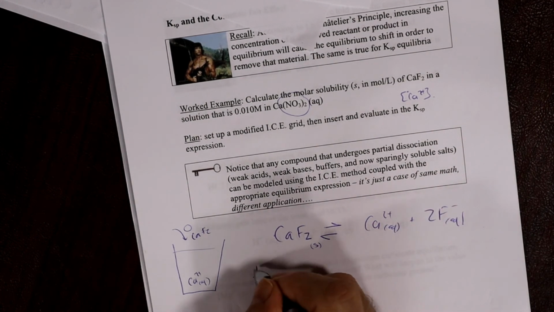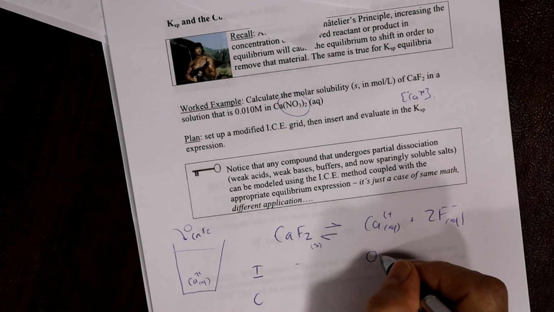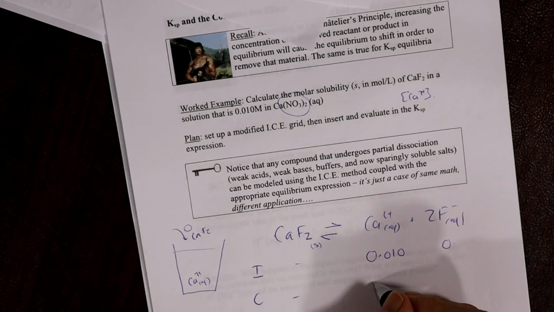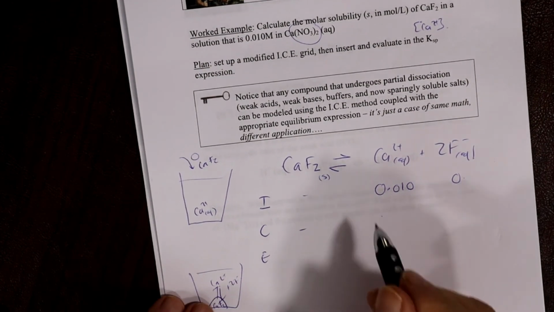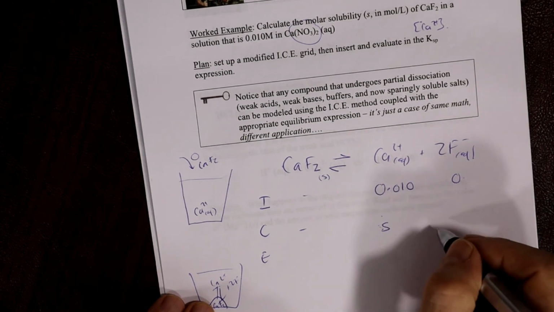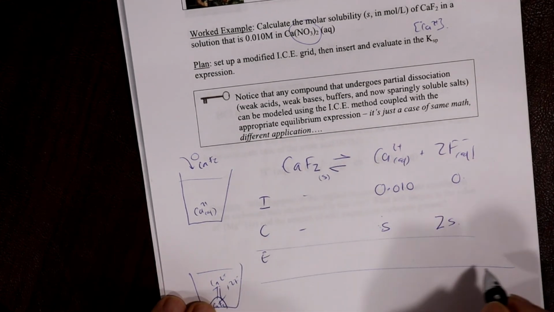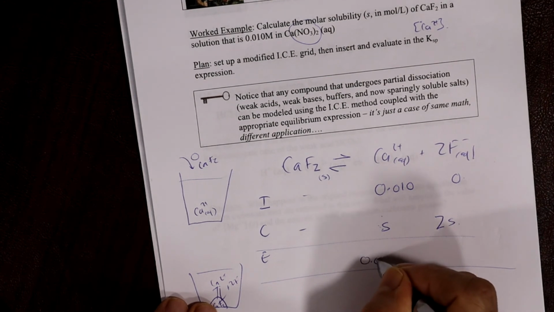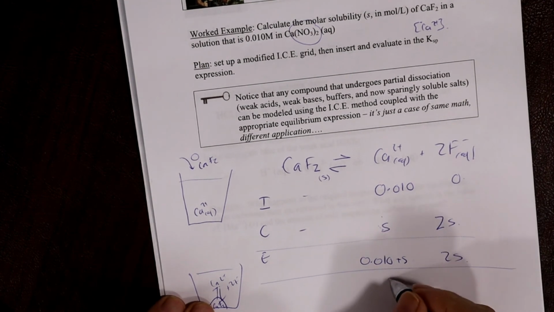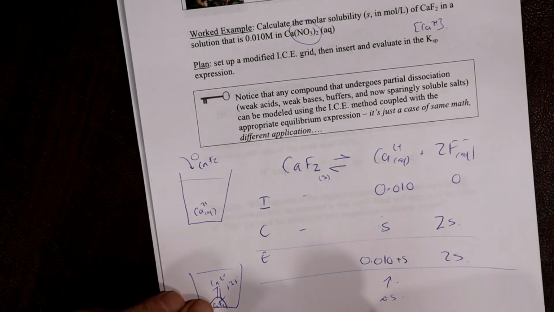ICE. Initially, obviously it's a solid, so it doesn't really apply. This is the common ion, and initially none. Change, normally we write an X here, don't we? But in terms of our algebra, it's an S, and that's 2S. At equilibrium, we have 0.010 plus S and 2S. You can make the weak acid approximation. That's an even smaller concentration, right?